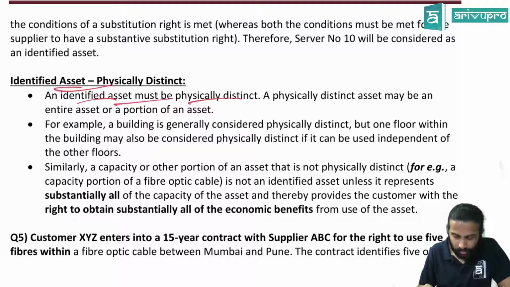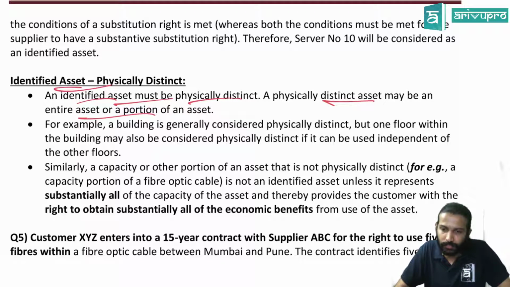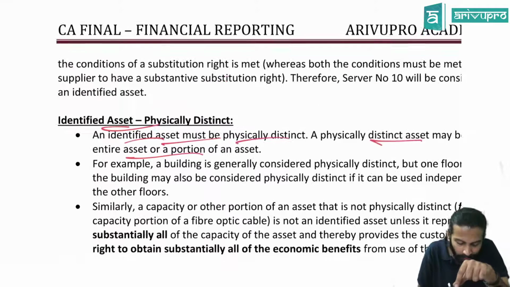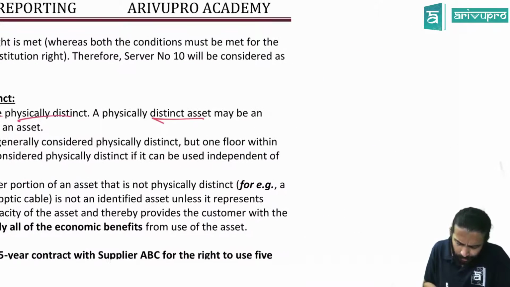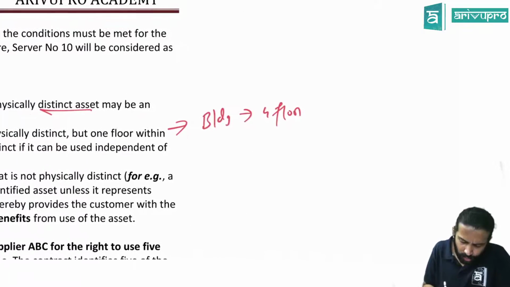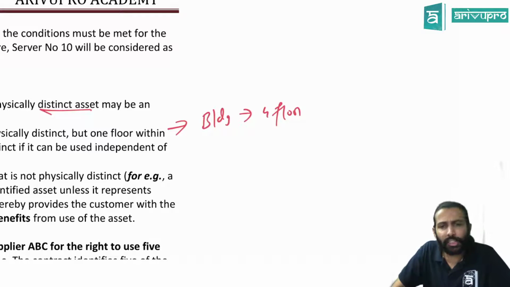That physical distinctness can be for the entire asset, or it could be for a portion of the asset. Meaning even one portion of the asset can be physically distinct, and could also be an identified asset. A building is a perfect example. Let's say you have a building with 4 floors. It's a commercial building. Is it necessary that all the 4 floors be let out to one customer only? Can you let it out to different customers?